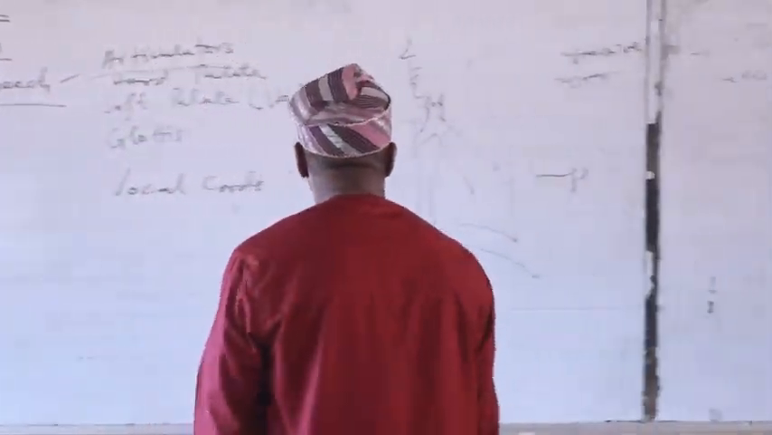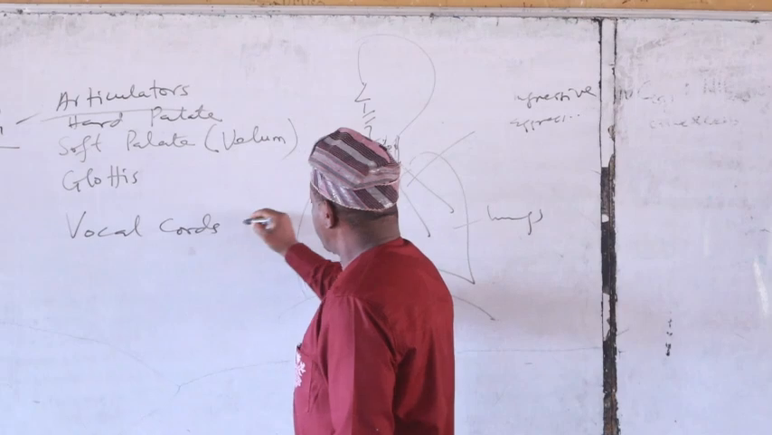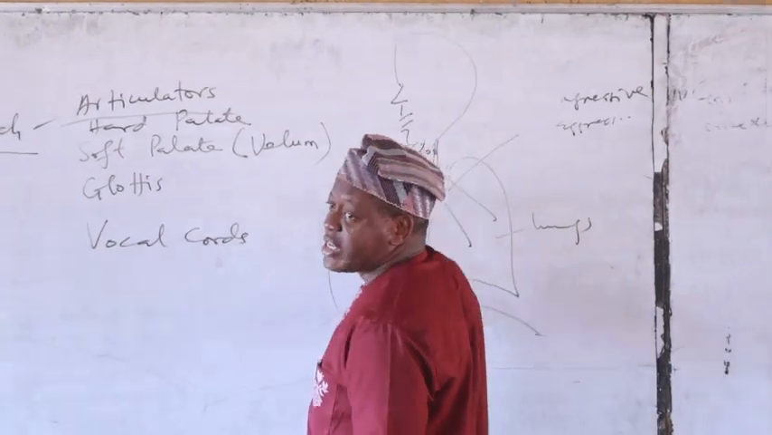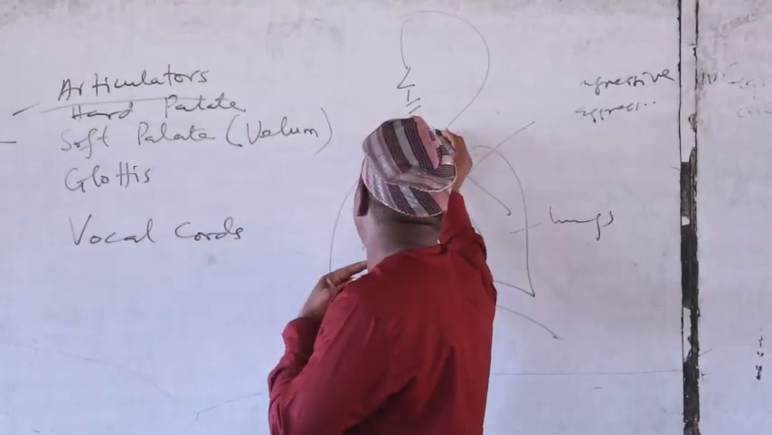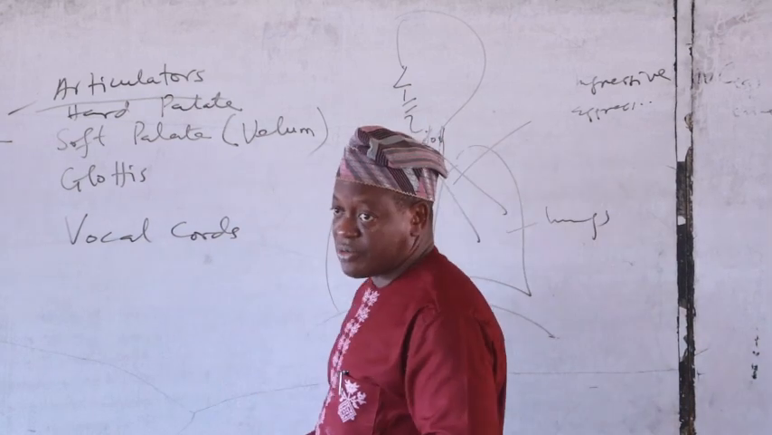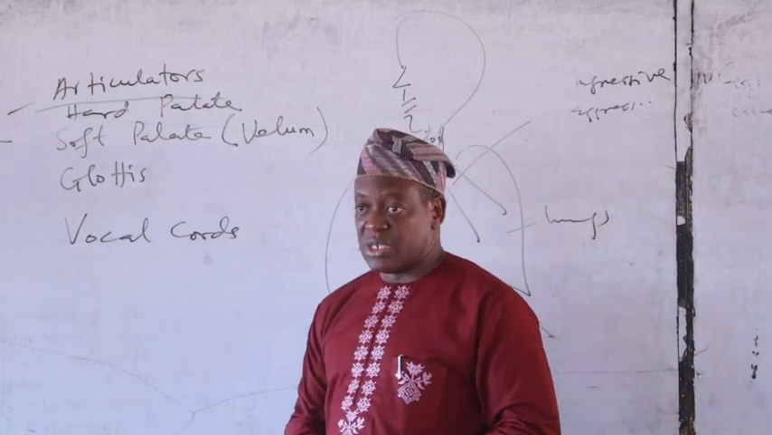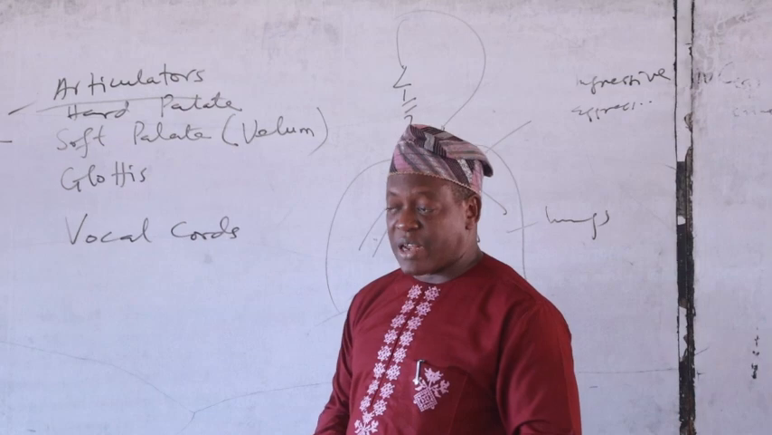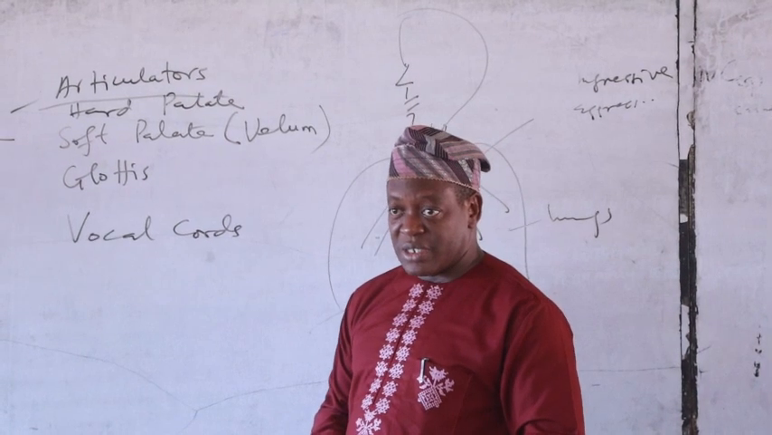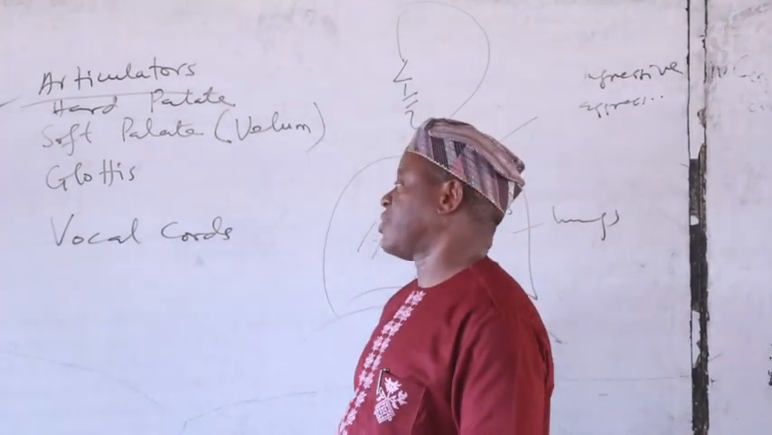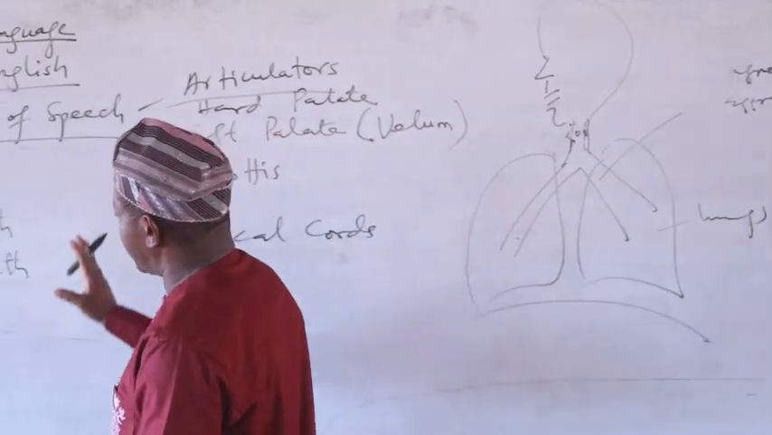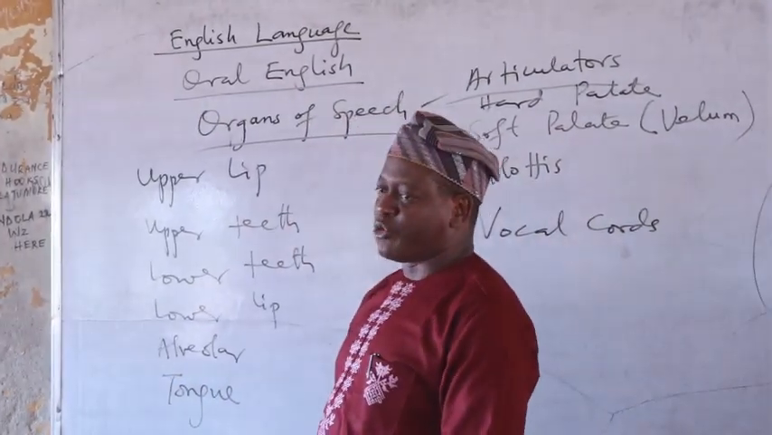So, the vocal cords, you know where they are located now. Inside this Adam's apple here is the glottis. Glottis. I don't know what you call it in biology. Glottis. All right. Now, let's come back to what we use them to produce.